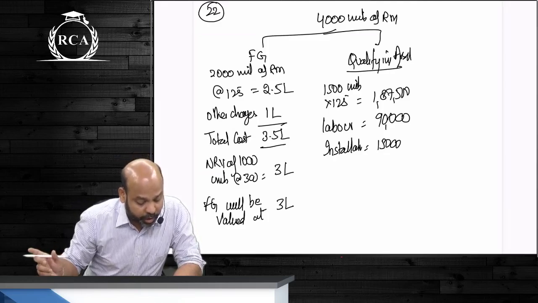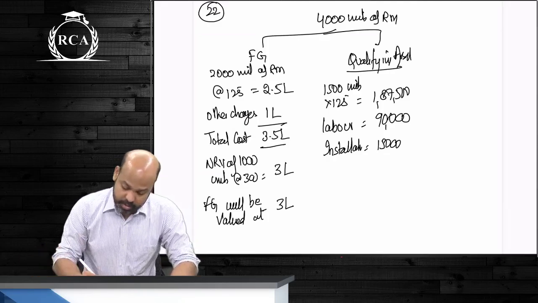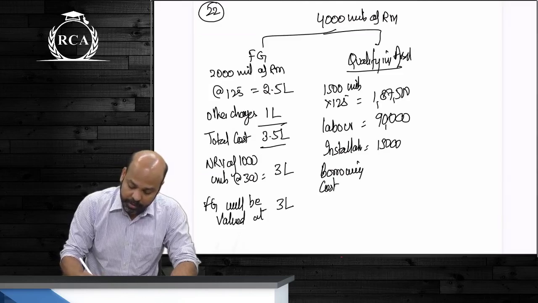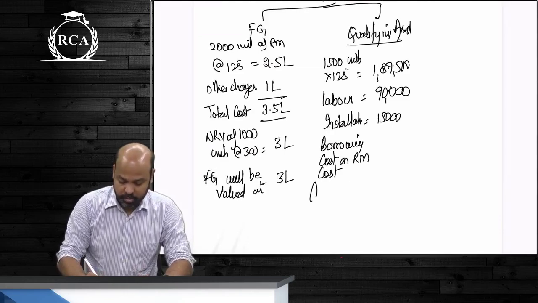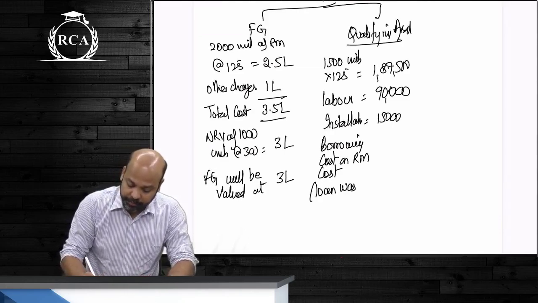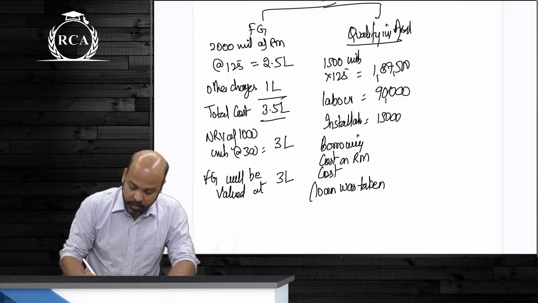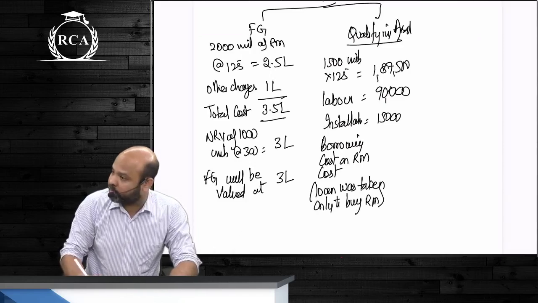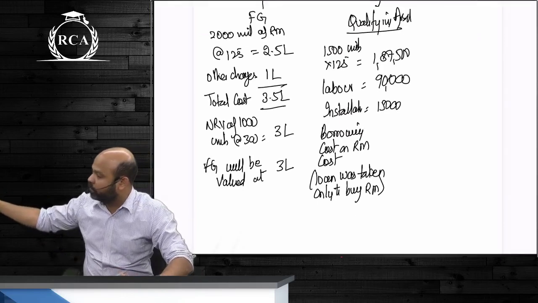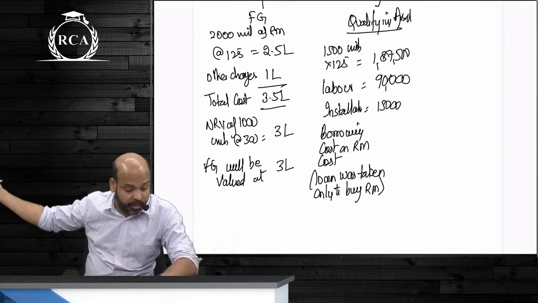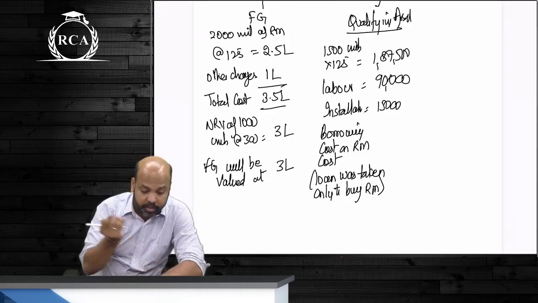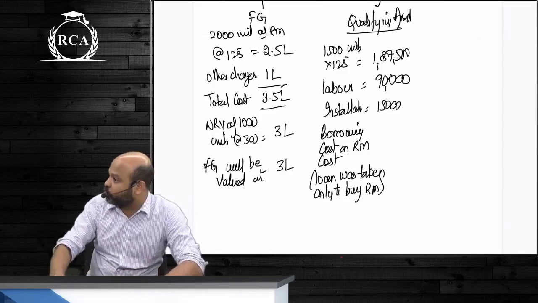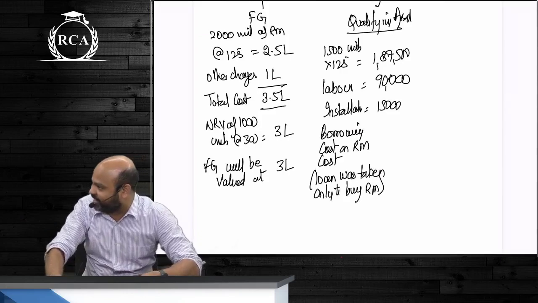Did they use the word qualifying asset? Borrowing cost on raw material cost. Sir, why only on raw material cost? Loan was taken only to buy raw material. Are you getting the point, guys? This is the most important point. And what happens in the exam? If you add all of them, that answer matches one option. Cost of self-constructed asset, we mark it in excitement, thinking what a crazy answer.